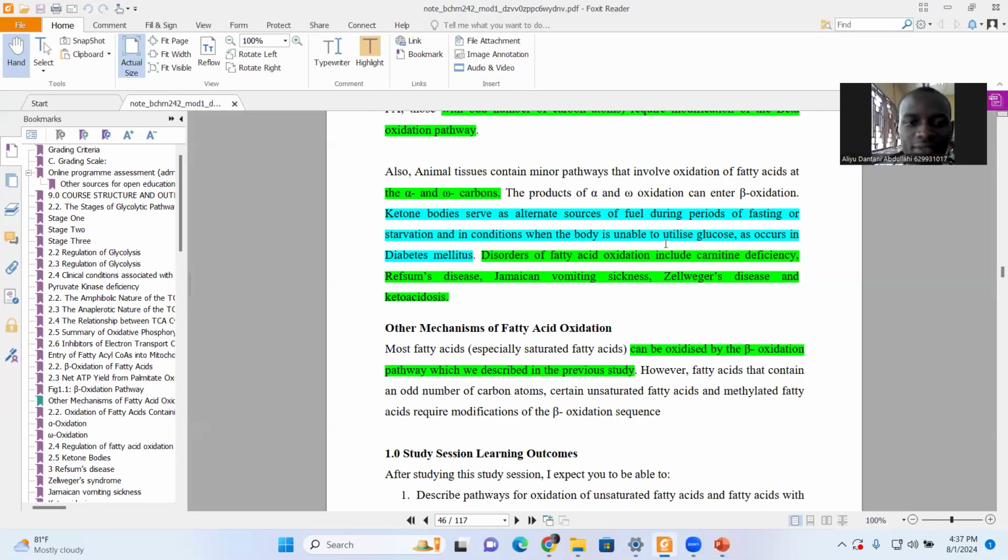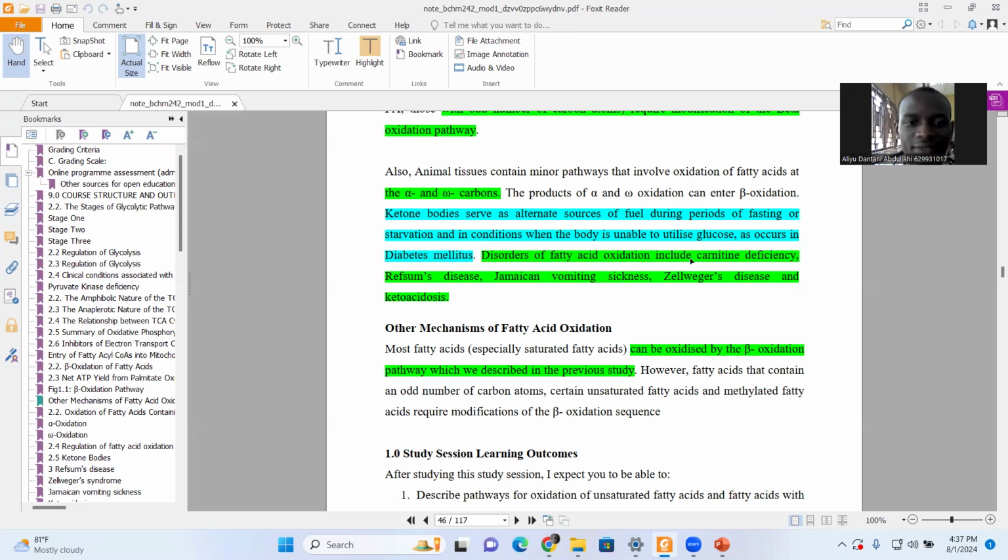So basically, this is what we are talking about here. The products of alpha and omega oxidation can enter beta oxidation. Of course, ketone bodies, for example, which we are going to discuss, serve as alternate source of fuel during periods of fasting or starvation. The brain, for example, uses glucose exclusively, but in the absence of glucose, like in diabetic condition, the brain can use ketone bodies.